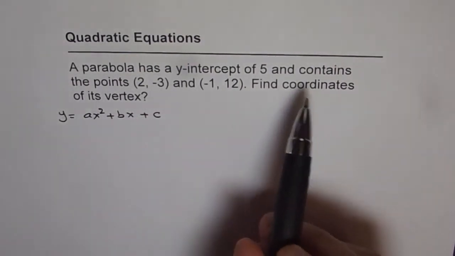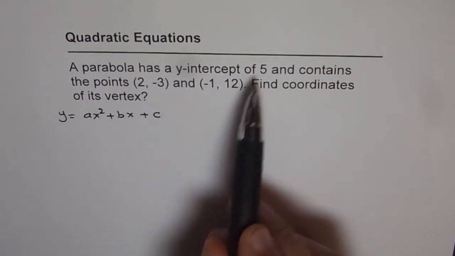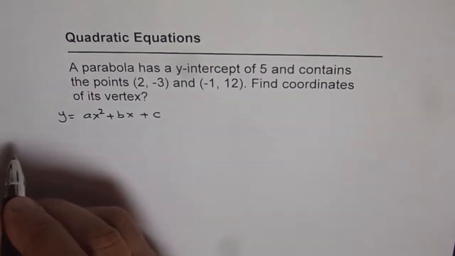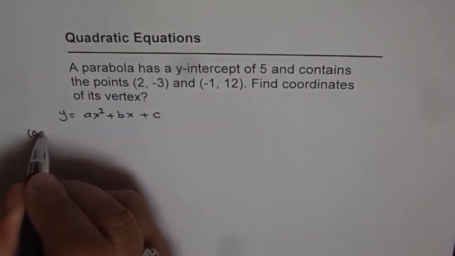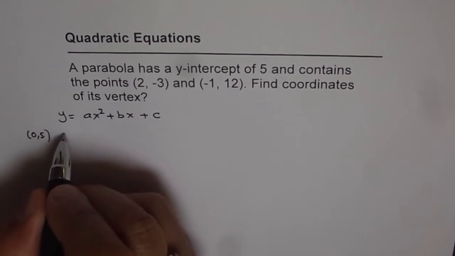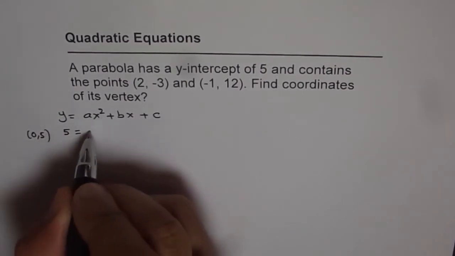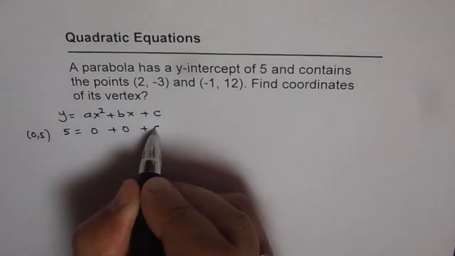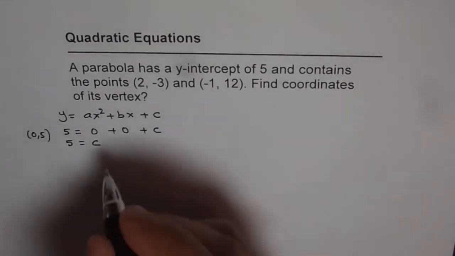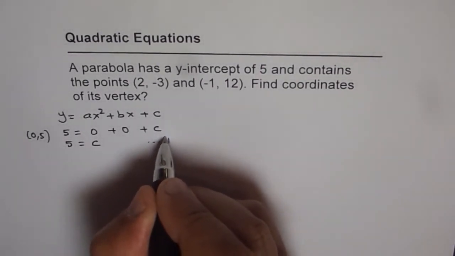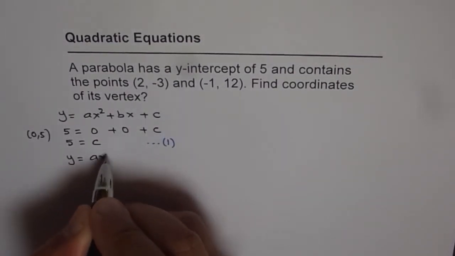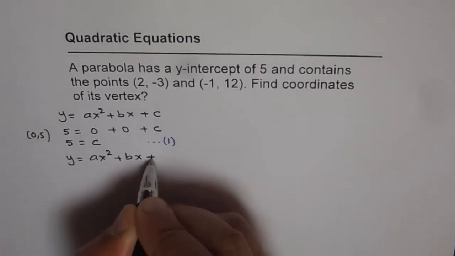Now we're given 3 points. When we say y-intercept of 5, that means the point is (0, 5), right? So the coordinates are 0 and 5, where 0 is the x value and 5 is the y value. We can substitute these values and get one equation. 0 gives us 0 plus 0 plus c, and from here we get 5 equals c. So from the first point we got our first parameter, c, right?